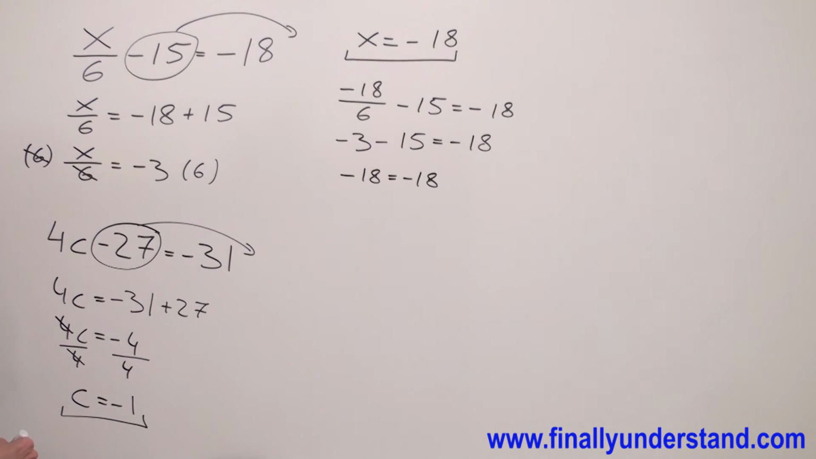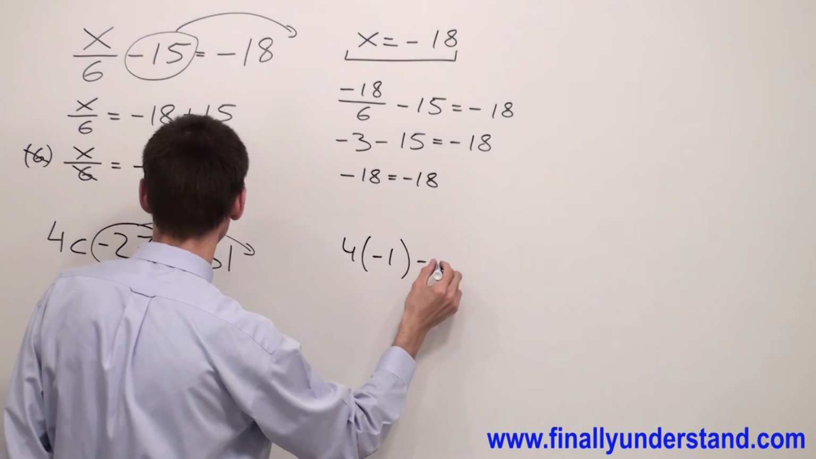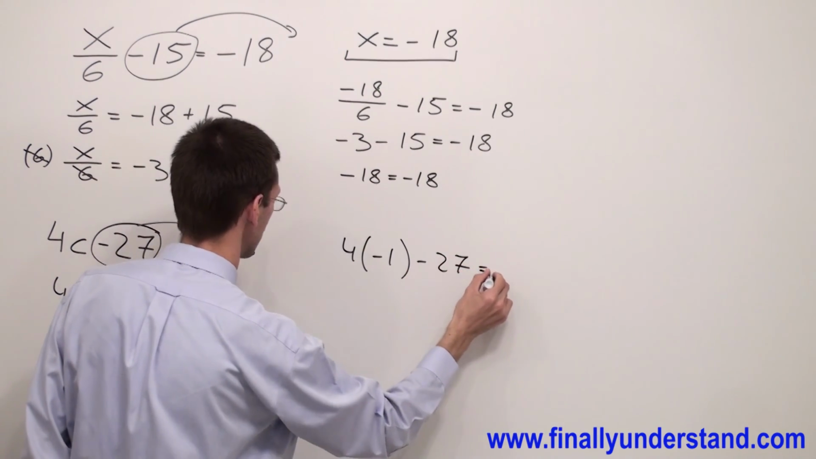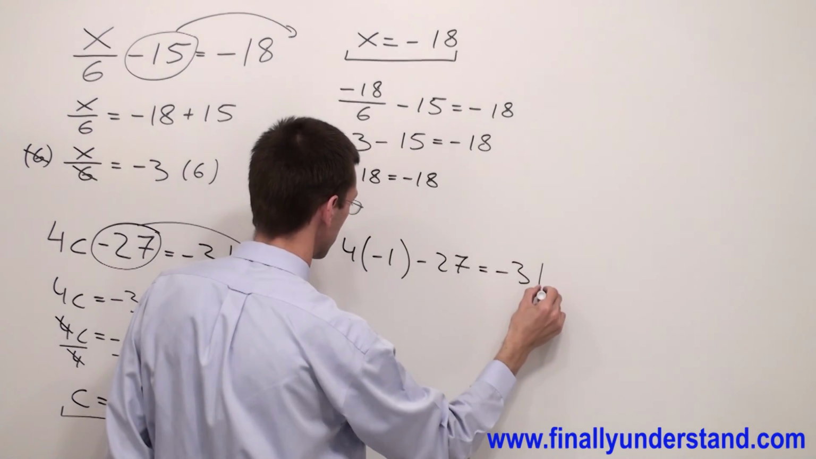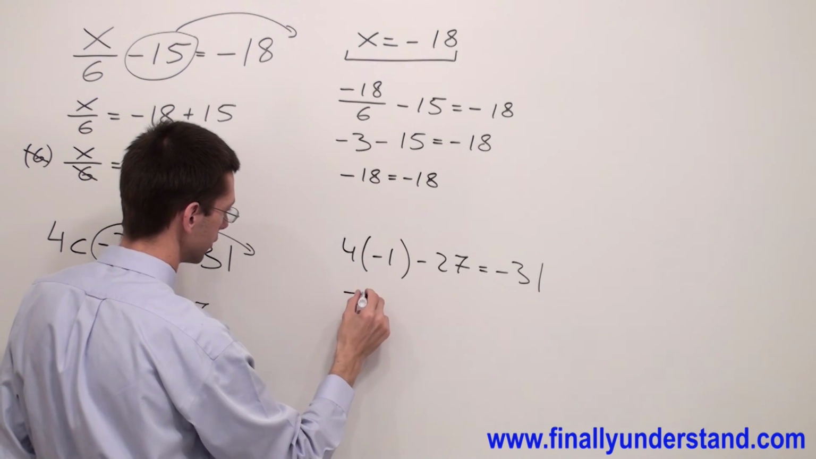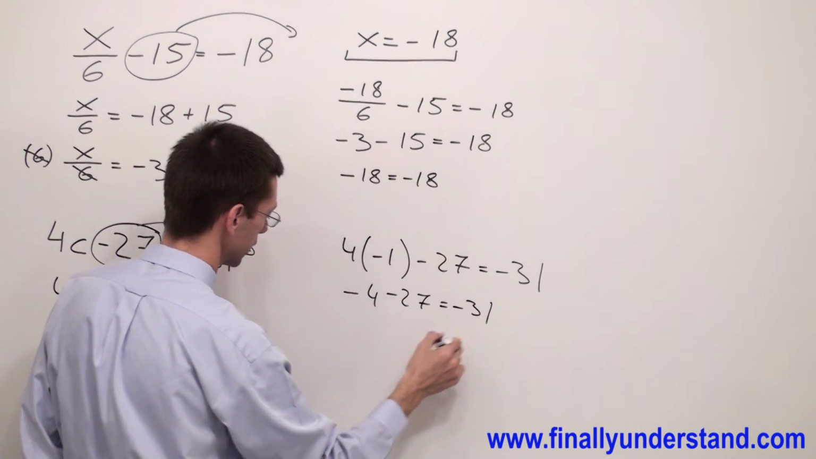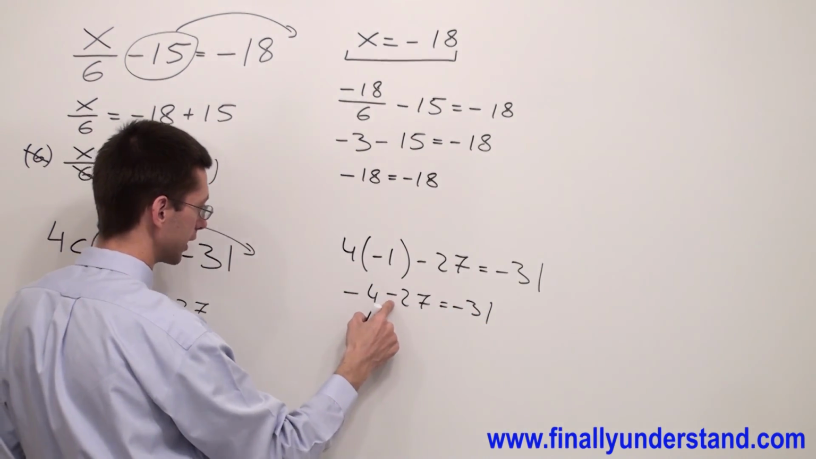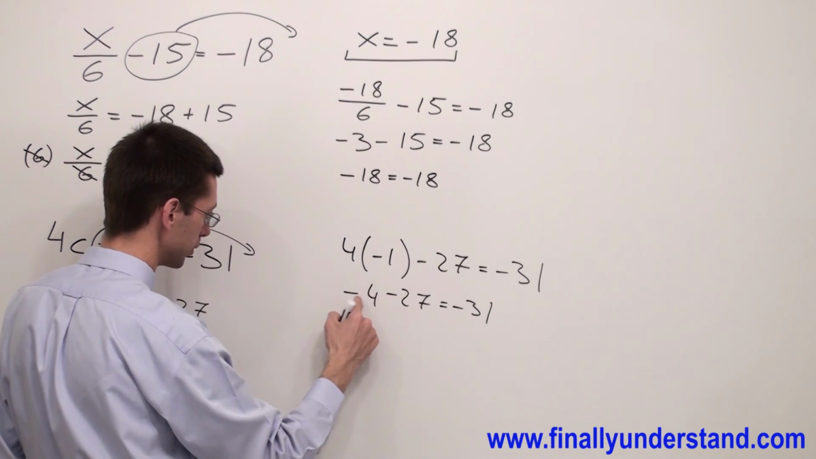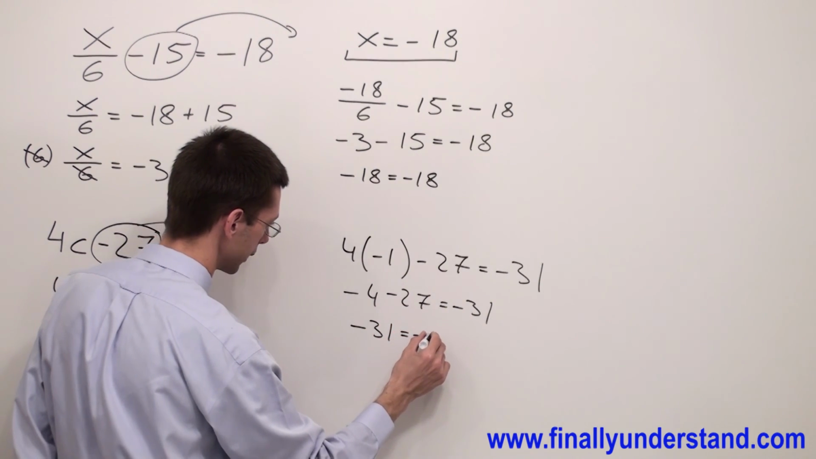Let's check if this is correct answer. I have to replace this c by negative 1. And I'm going to have 4 times negative 1 minus 27 is equal negative 31. 4 times negative 1 gives me negative 4 minus 27 is equal negative 31. Negative 4 and negative 27, remember we have to add them up and keep the sign, is going to be negative 31 equals negative 31.